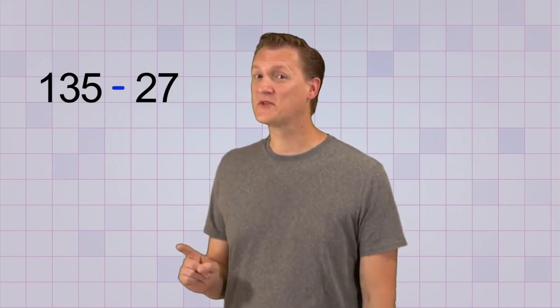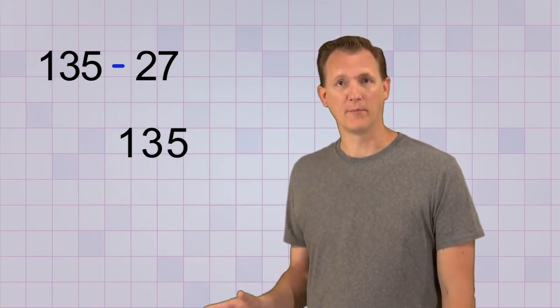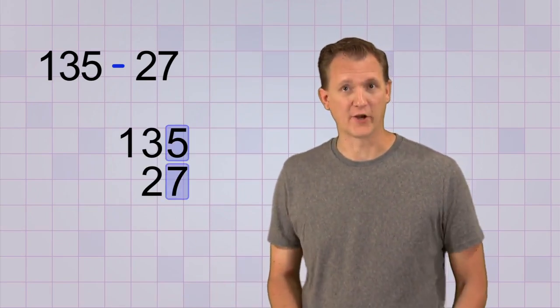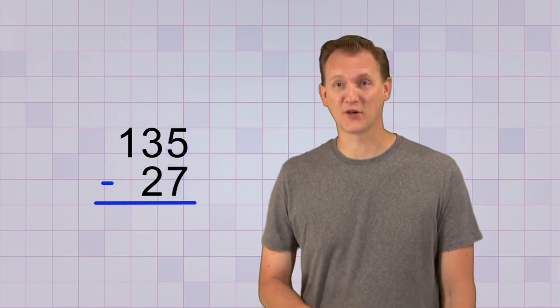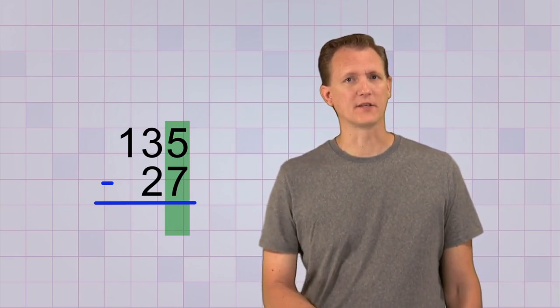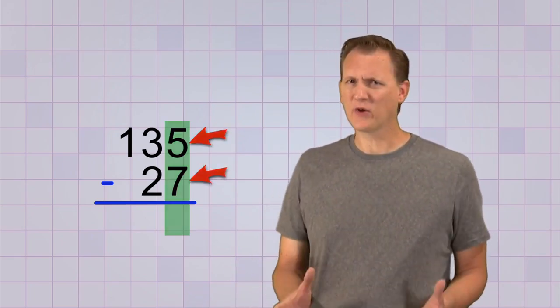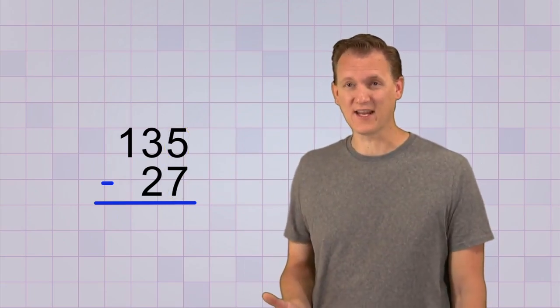135 minus 27. Aha! This is where multi-digit subtraction can get a little tricky. Let's rewrite our problem. 135 on top, 27 below it, with the ones places lined up neatly, and our answer line and subtraction symbol in place. There. Now we can start subtracting. Uh-oh, look at this. In our ones place column, the digit on top is smaller than the digit on the bottom. How can we subtract a bigger digit from a smaller one? Did we make some kind of mistake?